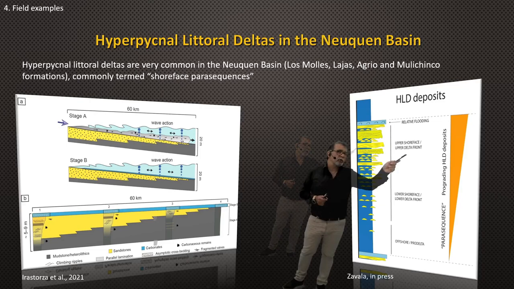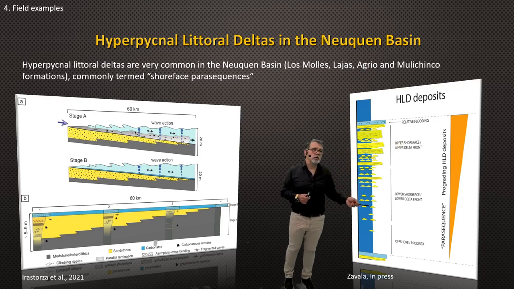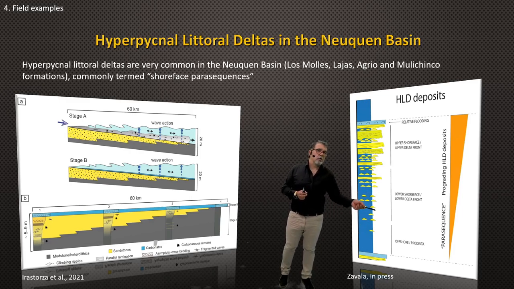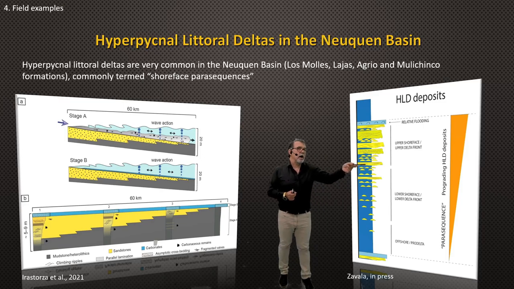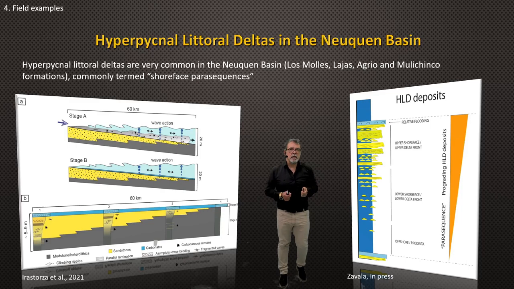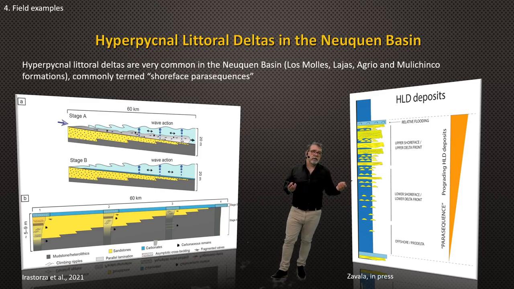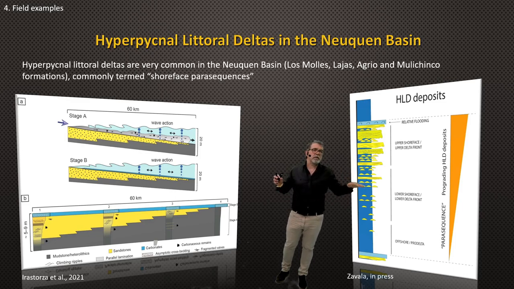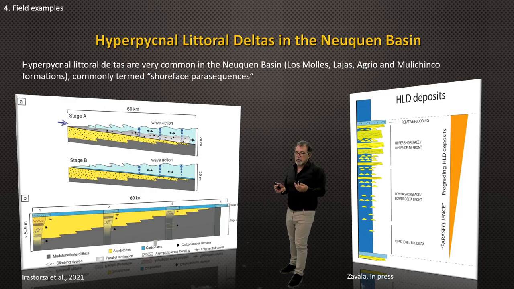Many of these deposits were described as shore face parasequences in many papers, but basically this is a lower delta front or lower shore face, and then you have upper delta front or upper shore face. And in some situations you can find a limestone on top. This limestone represents times in which the supply of sediment into the basin stops. So the subsidence returns the basin again into a deeper position. So this is in this cartoon.